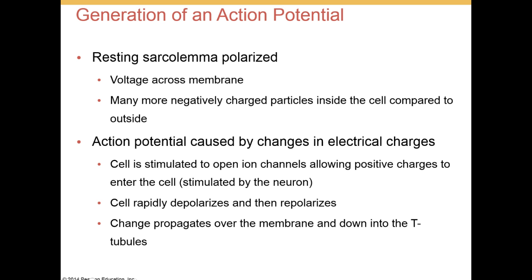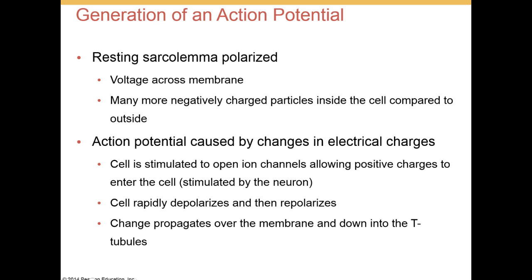All right, so let's talk a little bit more about this thing we call an action potential. The resting sarcolemma cell membrane is polarized. That means that there are lots of negatively charged particles inside the cell compared to the outside. Anything that's charged has a hard time making its way across the membrane. The membrane will not allow positive or negative charged ions to pass across it. So we separate out this electricity, and we call this the voltage. It's just like a battery.